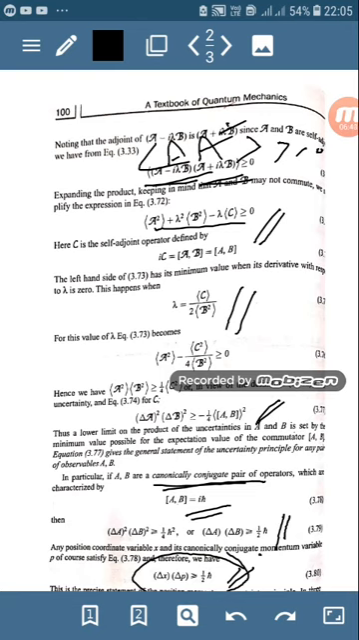Therefore we cannot measure the precise values of position and momentum simultaneously. The product of the deviations of x and p is always greater than or equal to h cross by 2. This is the uncertainty principle.